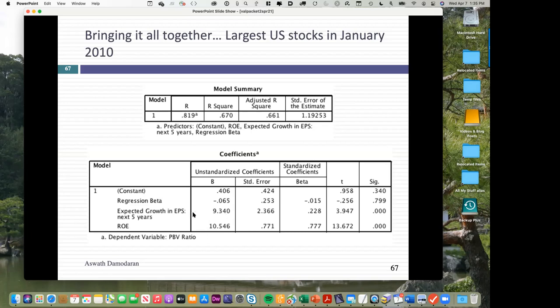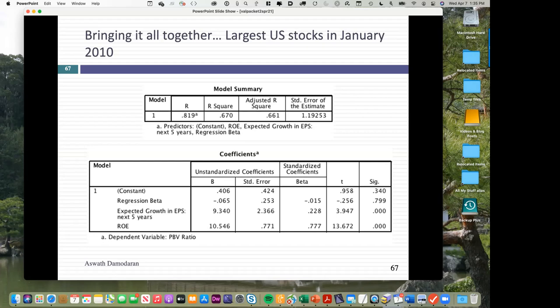Higher growth companies have higher price to book ratios, higher return on equity companies have higher price to book ratios. But take a look at beta. It's got the right sign, but the T statistic is close to zero. Piece of advice: when you run regressions and you have a variable that has a very low or close to zero T statistic, take it out of the regression. It's just adding noise to your regression.